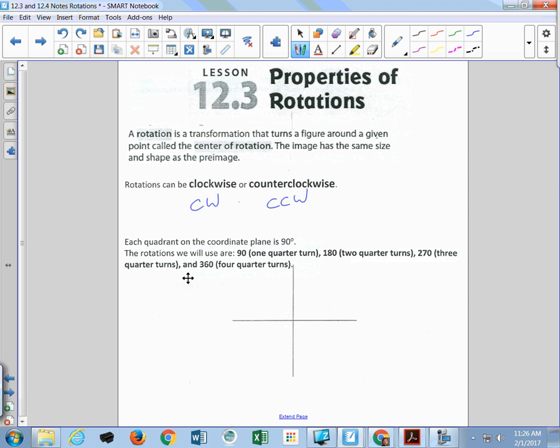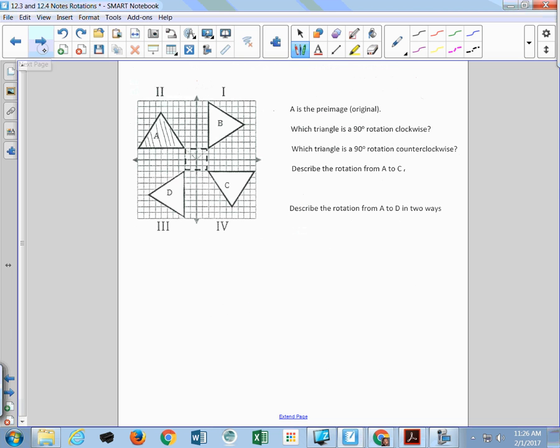All right. Each quadrant on the coordinate plane is 90 degrees. As you see, that is a 90-degree angle in every one of those. The rotations we will use are 90 or 1/4 turn, 180 is 2/4 turns, 270 is 3/4 turns, and 360 is 4/4 turns. Okay. If you don't remember the quadrants, this is quadrant 1, quadrant 2, quadrant 3, and quadrant 4. All right, moving on.